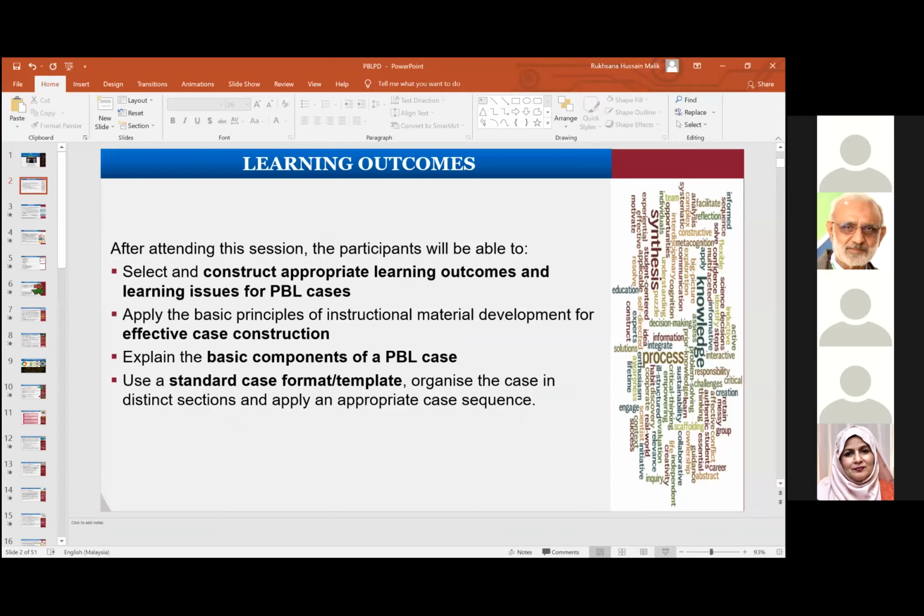they are presented. The learning outcome will be that after attending these sessions, the participants will be able to construct appropriate learning outcomes and learning issues for PBL cases. Learning issues are actually derived from the students, but if we are aware of them and we think as a student over there, we will be able to incorporate those learning issues into the learning outcomes. We should also be able to apply the basic principles of instruction material development for effective case construction, explain the basic components of a PBL case, and we should also be able to use a standard case format or a template to organize the case.